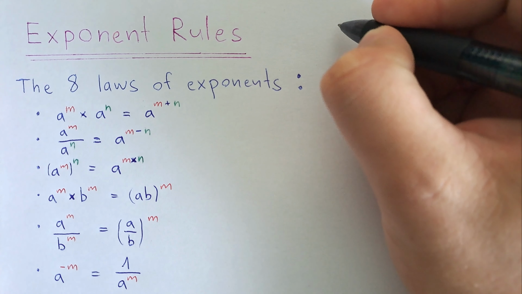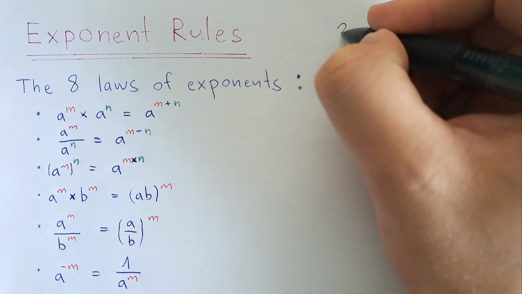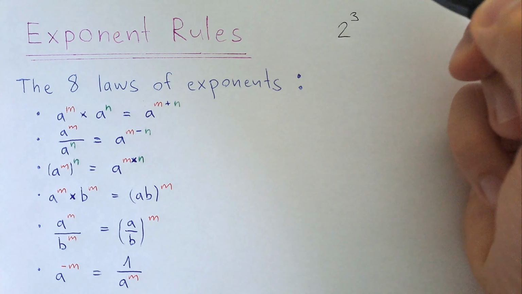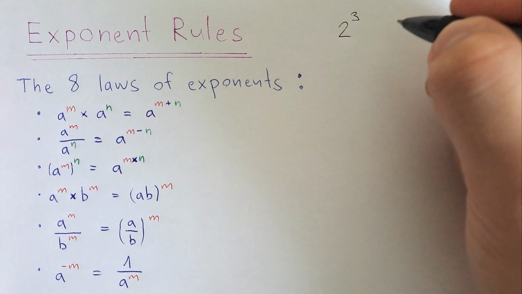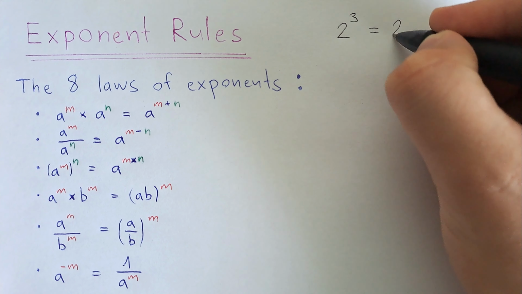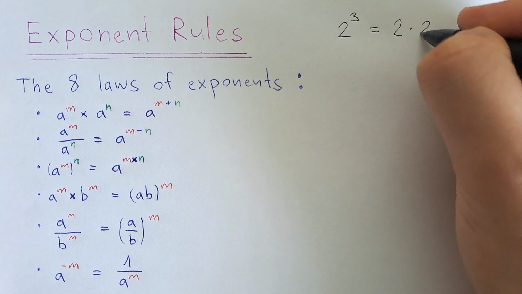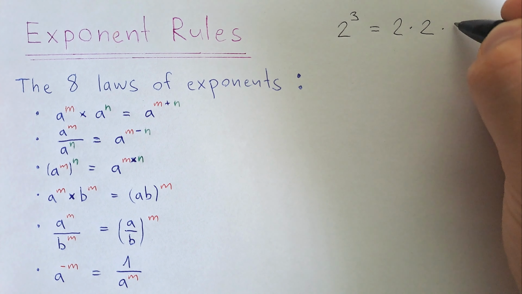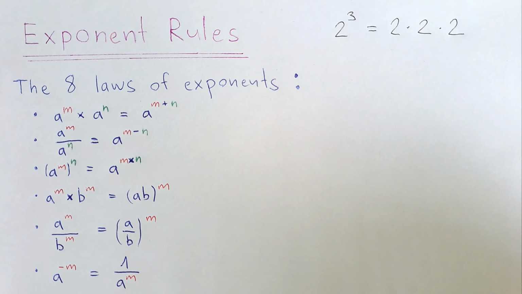Exponents are like little instructions that tell us how many times a number known as the base should be multiplied by itself. For example, when we say 2 to the power of 3, it means we're taking 2 and multiplying it by itself 3 times, giving us 2 times 2 times 2, which is equal to 8.